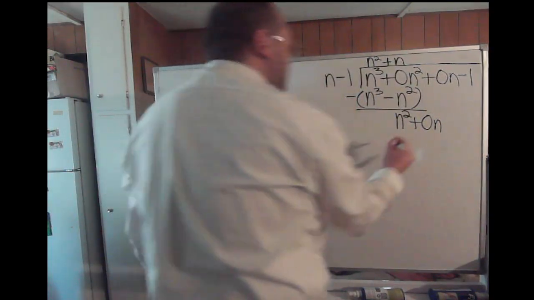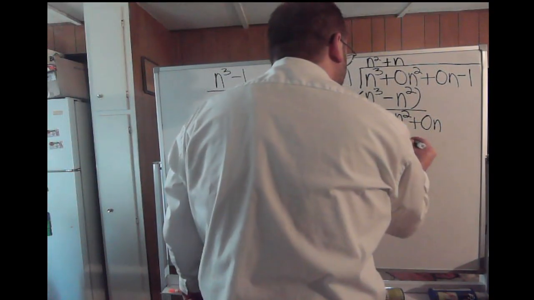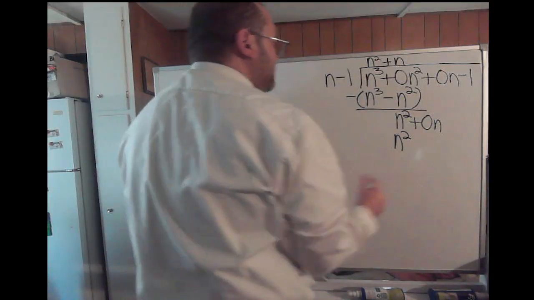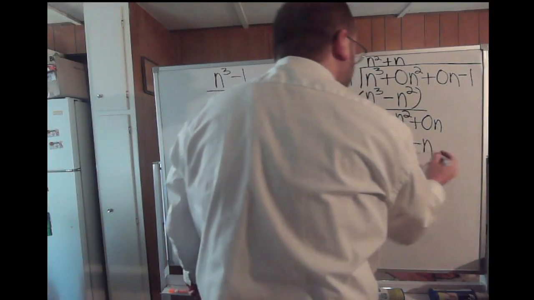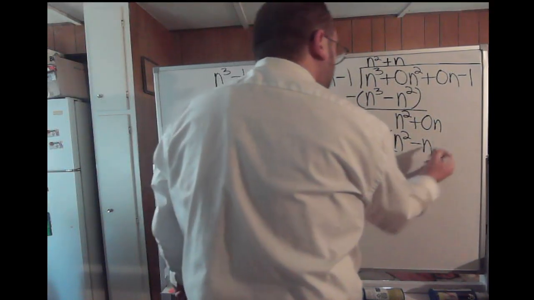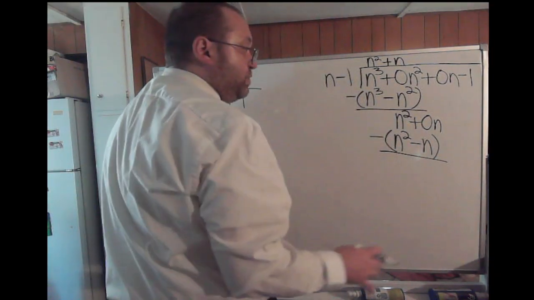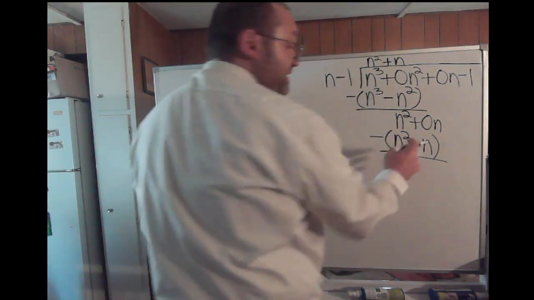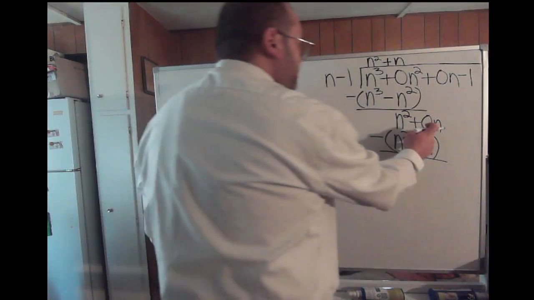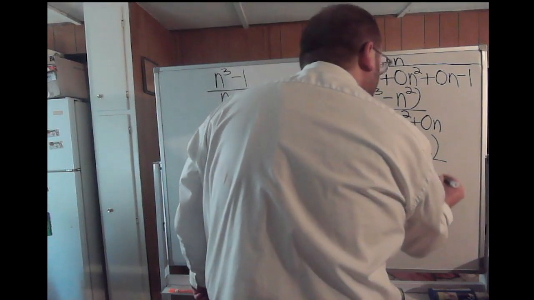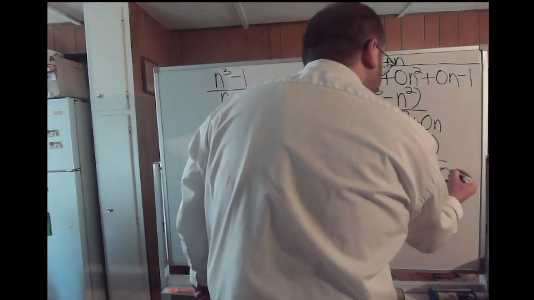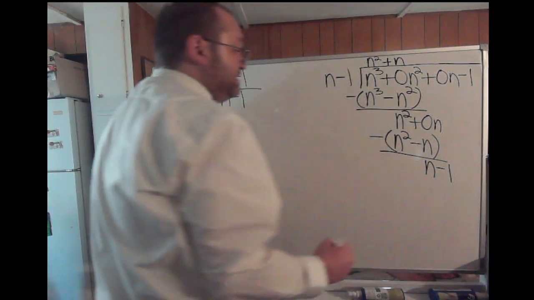N times n, well, that's n squared. N times minus 1, well, that'd be negative n. Now you subtract the whole quantity of what you got from the dividend. N squared minus n squared, that's 0. Negative n, that's plus n. So 0n plus n, that would be n. Then you drop your minus 1 down from the dividend.